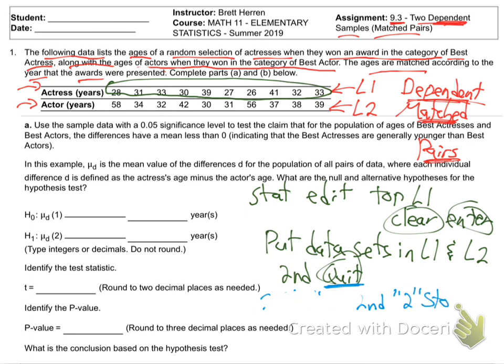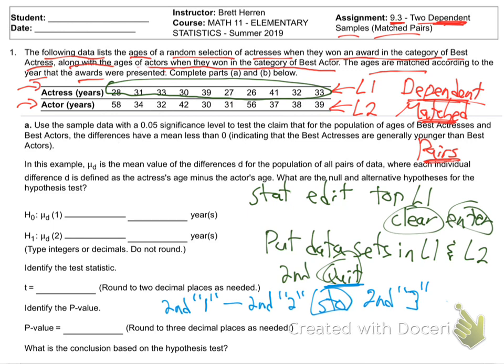Oh, I'm running out of room. Let me scoot this over here. We're going to go second 1 minus second 2, store, so that's into second 3 there. Okay, so what's going to show up on my screen is L1 minus L2 stored into L3. So basically what we're going to do is take the differences, because that's what we're really looking at here. We're looking at the differences. I'll put it down here.